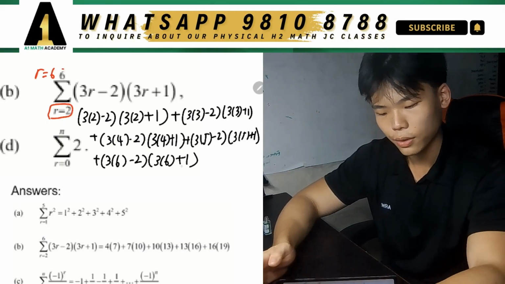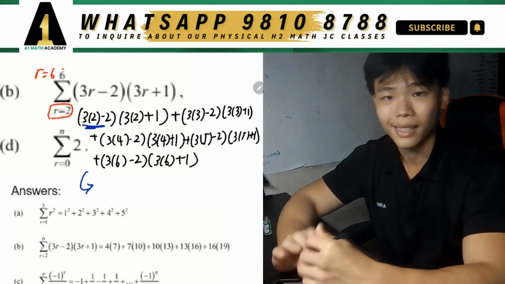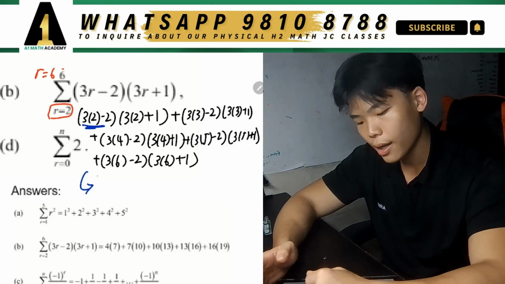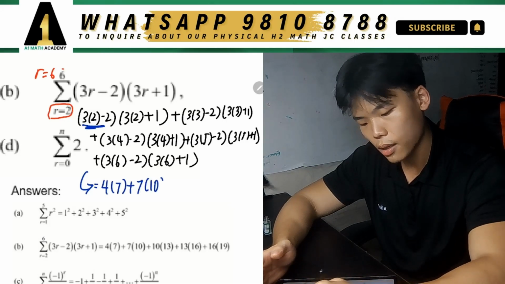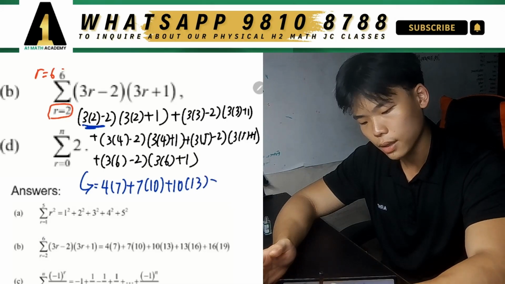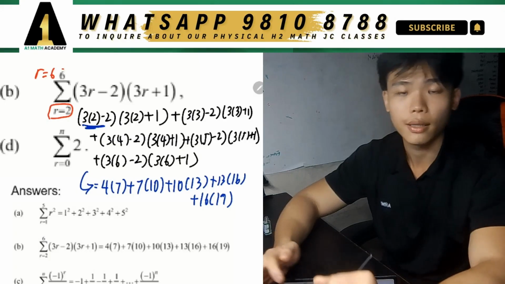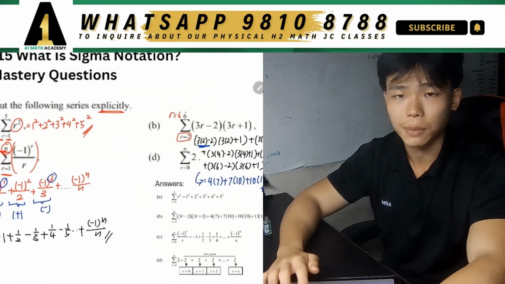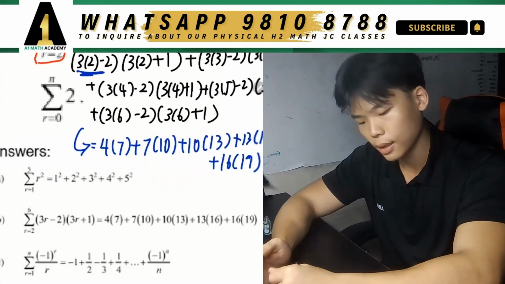And then of course, you can further simplify this, combine the expansion within the bracket itself. And that will give you 4 times 7 plus 7 times 10 plus 10 times 13 plus 13 times 16 plus 16 times 19, right? So of course, they want us to write it explicitly, so we don't really expand it yet. Okay, and then last but not least, this one is slightly more interesting.